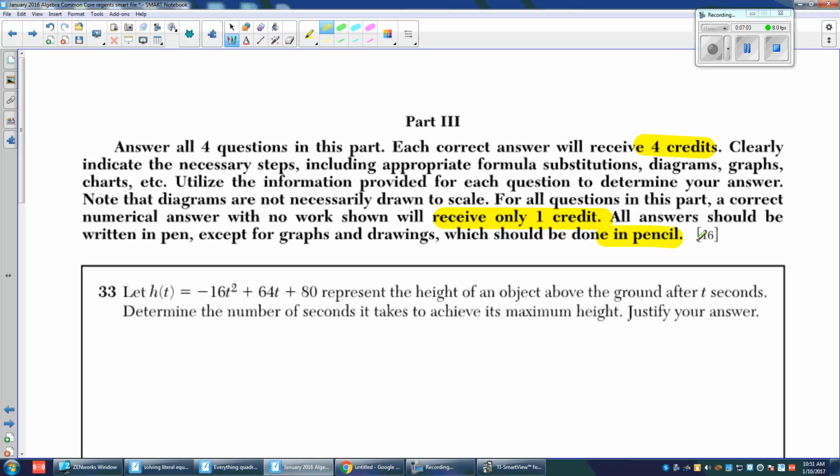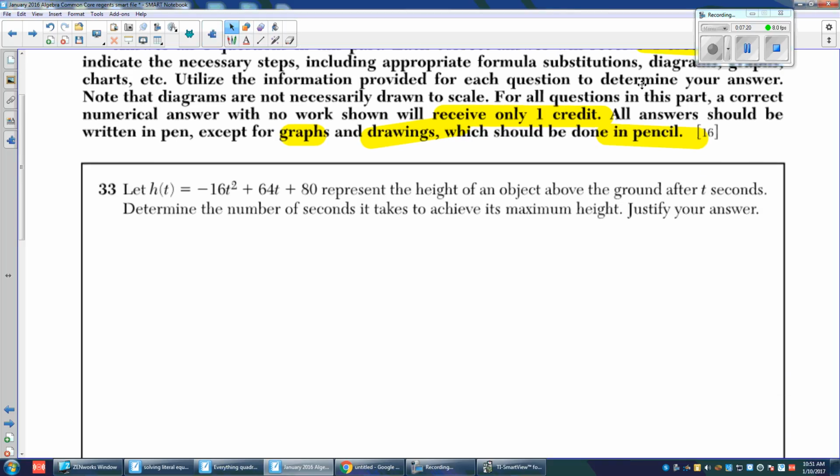Now I'll remind you again that after you do your graphs and drawings in pencil, we want you to write over those in pen, because things inside the graph paper are considered the graph, and there are other things that might be outside the graph paper that's not considered part of the graph, and we want you to get full credit. So let's take a look at number 33.